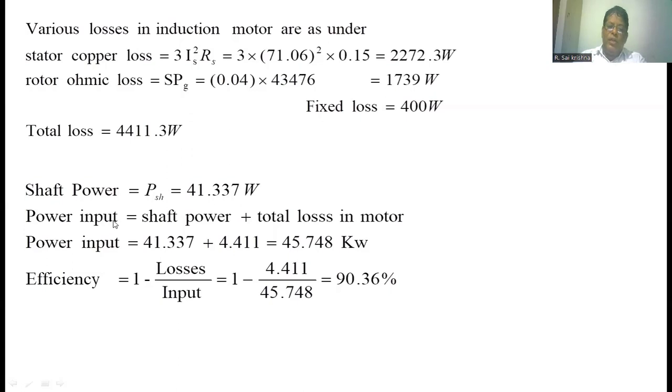The power input equals shaft power plus total losses in the induction motor, that is, this plus these losses, we are getting 45.746. Now the efficiency of the induction motor equals 1 minus losses divided by the input power of the induction motor, that is equal to 1 minus 4.411 divided by 45.748. We are getting 90.36%. So in this manner, from the equivalent circuit we can calculate the different parameters of an induction motor for given values.